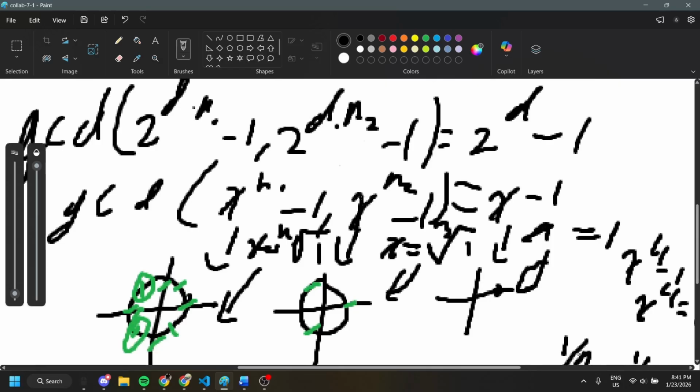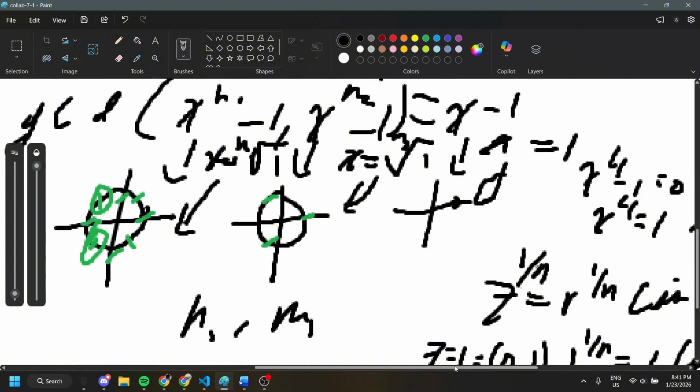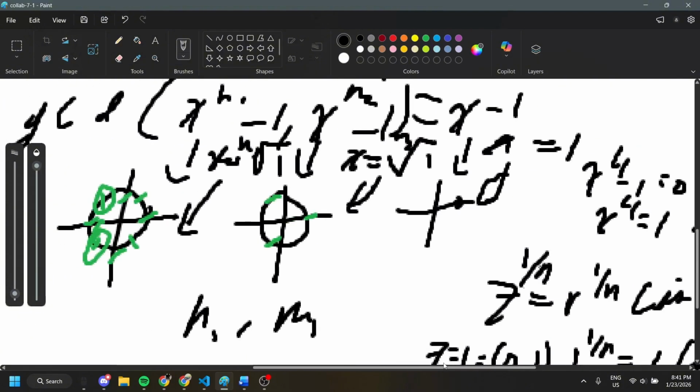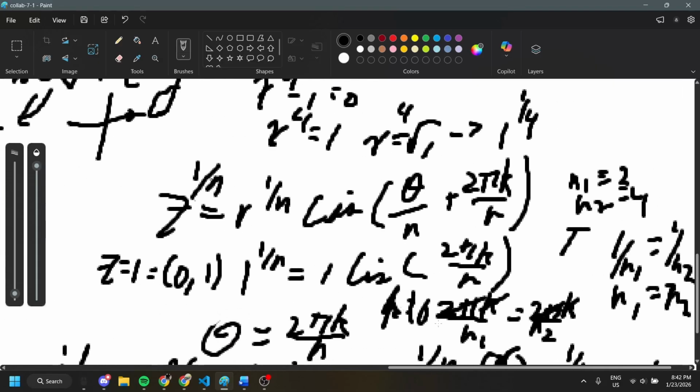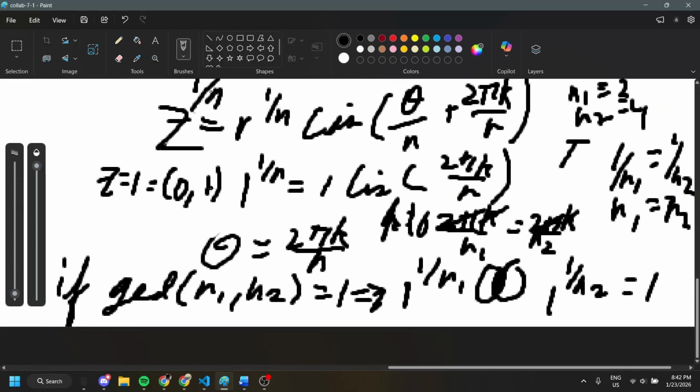Yeah, so if we show that given that n1 and n2 are co-prime, the only root they share is x equal 1, then we're golden. So we know that the roots that they have are z to the 1 over n is equal to r to the 1 over n, cis of theta, yeah. So z equals theta 0, r equals 1. So just 1 cis of 2 pi k over n. So we know theta is equal to 2 pi k over n.